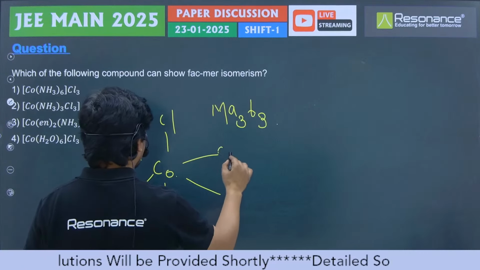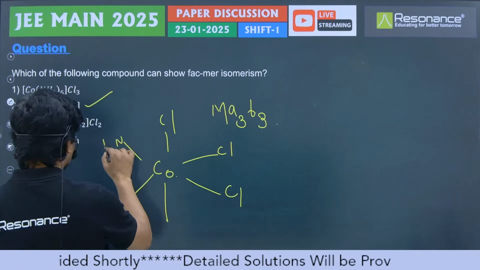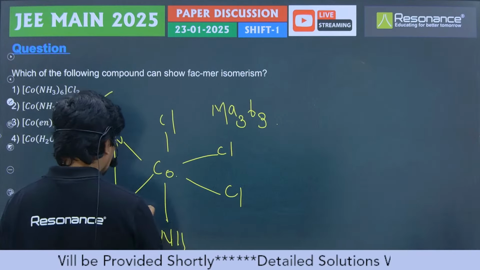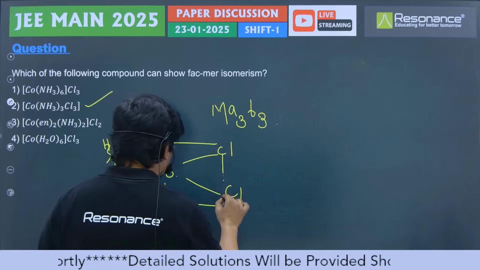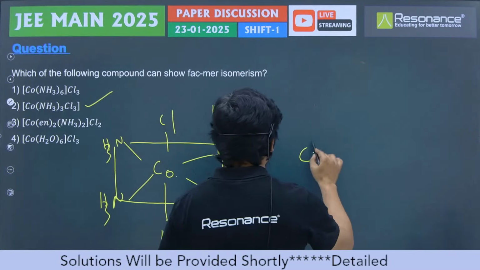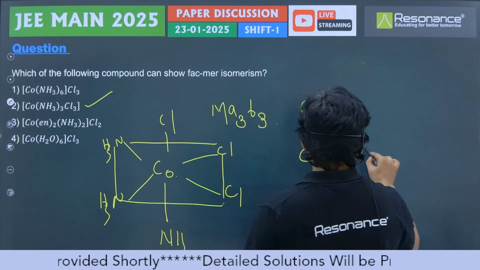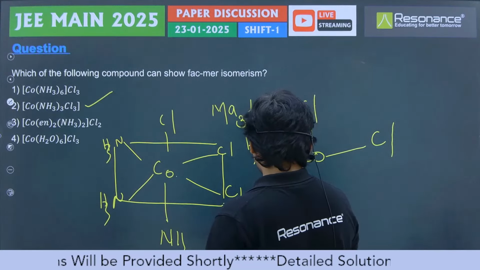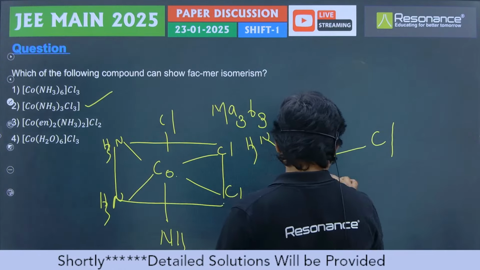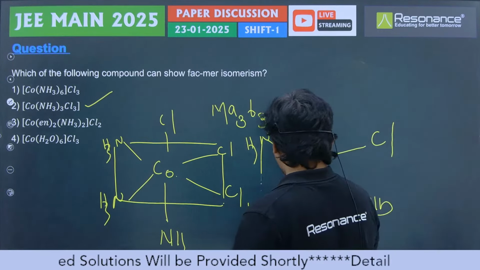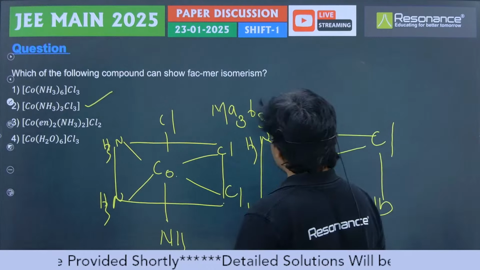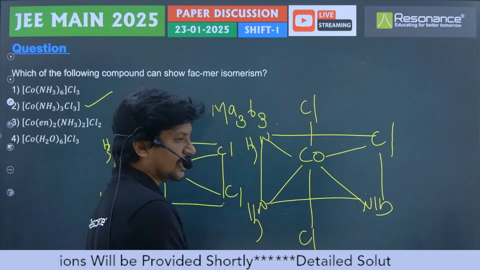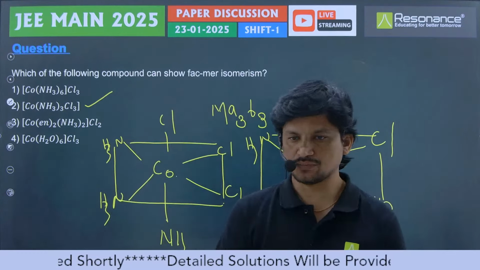This is the facial complex, NH3, NH3. Here we have the NH3, and this gives the facial isomer, right? What is the meridional? We have the Cl here, here we have the Cl, NH3 and NH3, and here we have the Cl, here we have the NH3. This is the meridional isomer. Ma3b3 kind of complexes show facial and meridional isomerism.